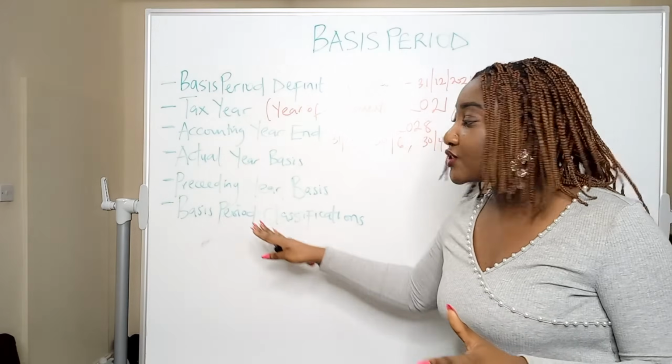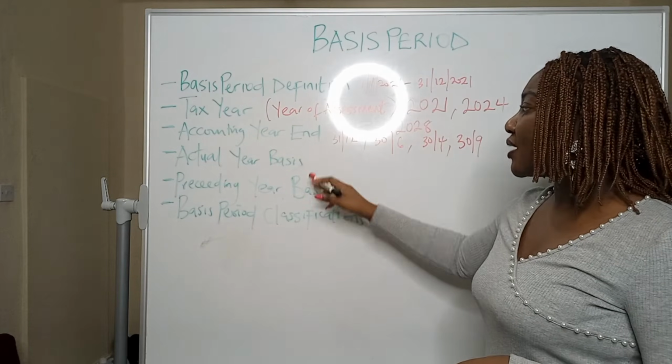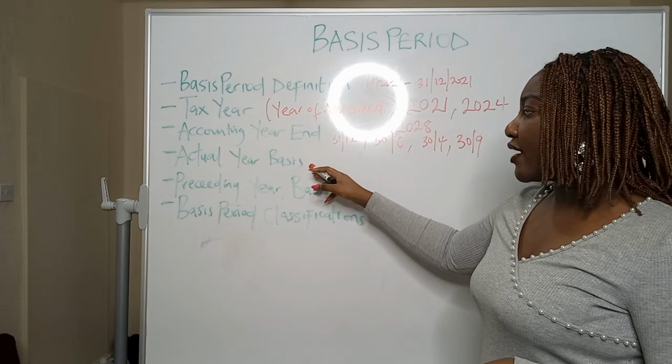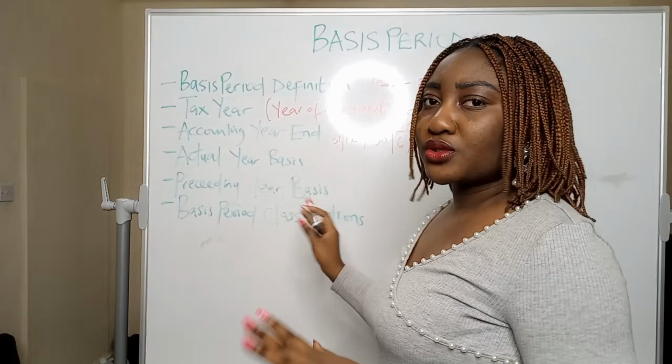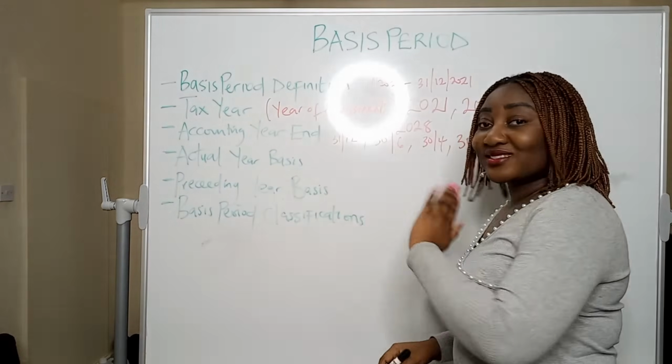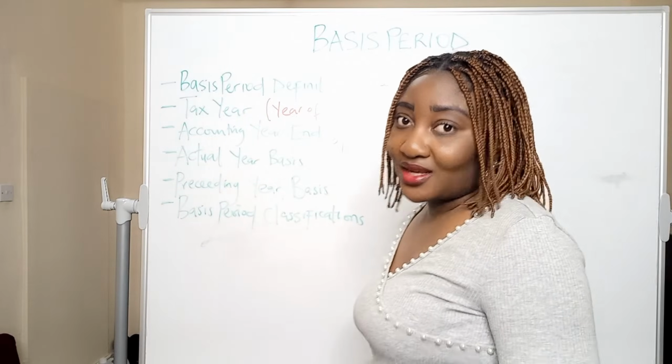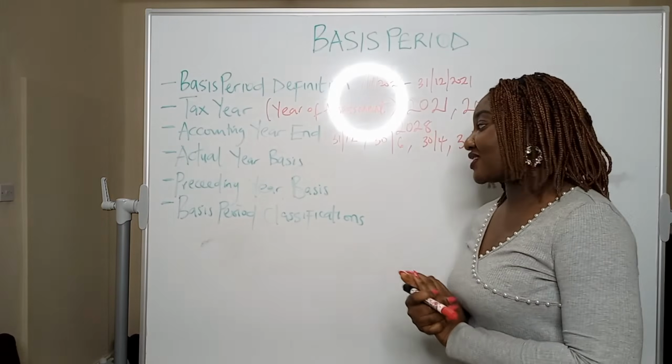In company income tax, you have the preceding year basis. I think it's just capital gain tax that we have actual year basis. I'll check capital gain tax and PAYE or something. That's where we use actual year basis. But every other tax in advanced tax, Nigerian tax, is preceding year basis.